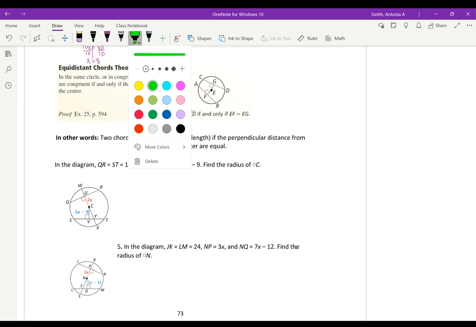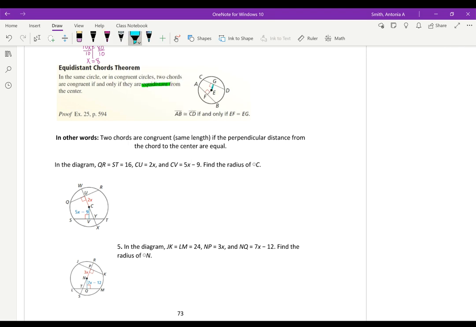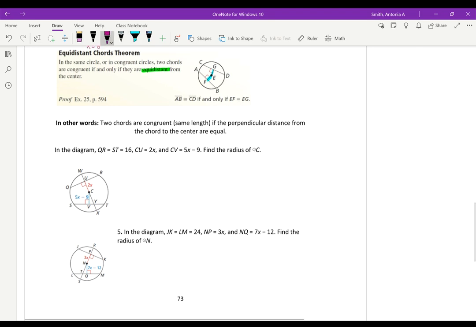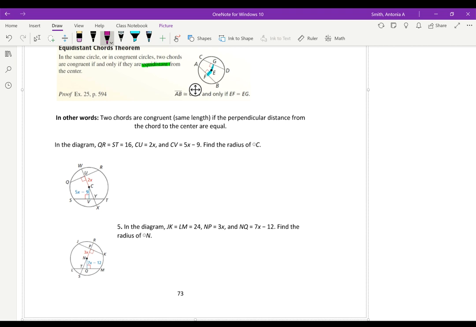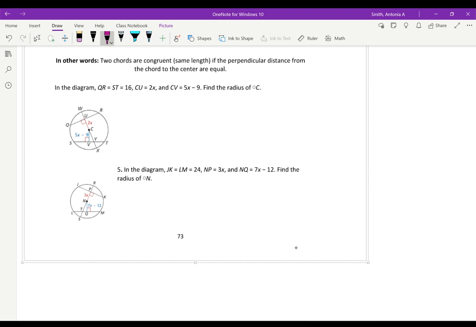So that means that this distance and this distance are the same. In other words, two chords are congruent, the same length, if the perpendicular distances from the chords to the center are equal. So in this diagram right here, they tell us that QR, this chord, and ST, this chord, are both 16. CU, that distance from the center to the chord, is 2x, and CV, the distance from the center to this chord, is 5x minus 9.